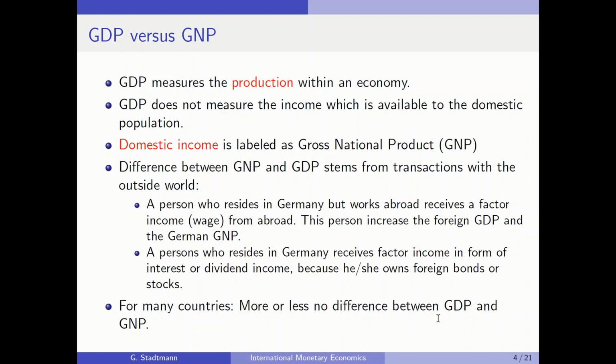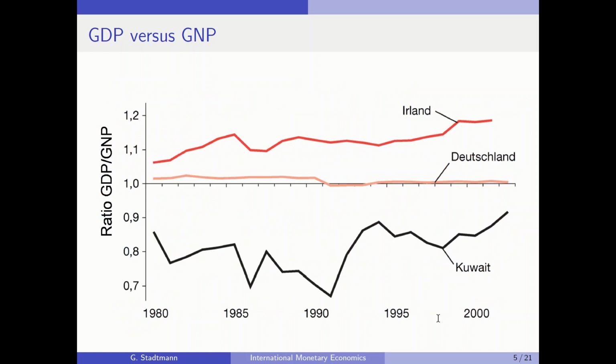For many countries, there is more or less no difference between GDP and GNP. But for some countries, this distinction is important. In the next slide, you can see a figure, 3 different countries over time. There is a black line, which represents the situation in Kuwait, red Ireland, and the light red line, this is Germany. Here you can see the ratio GDP over GNP.